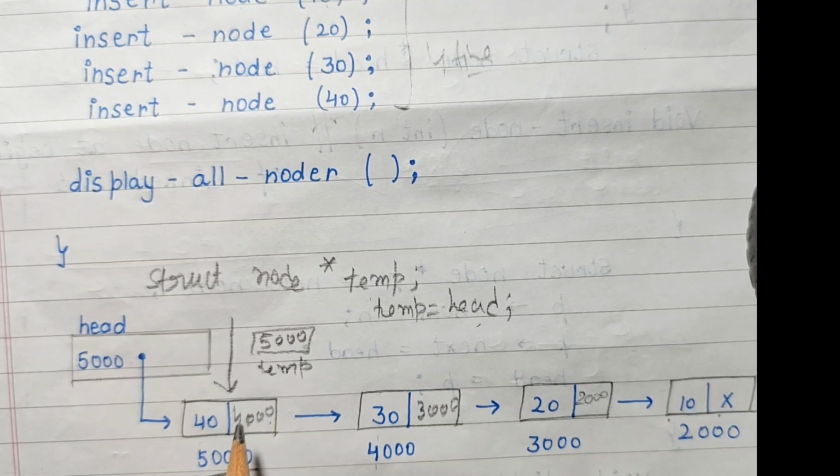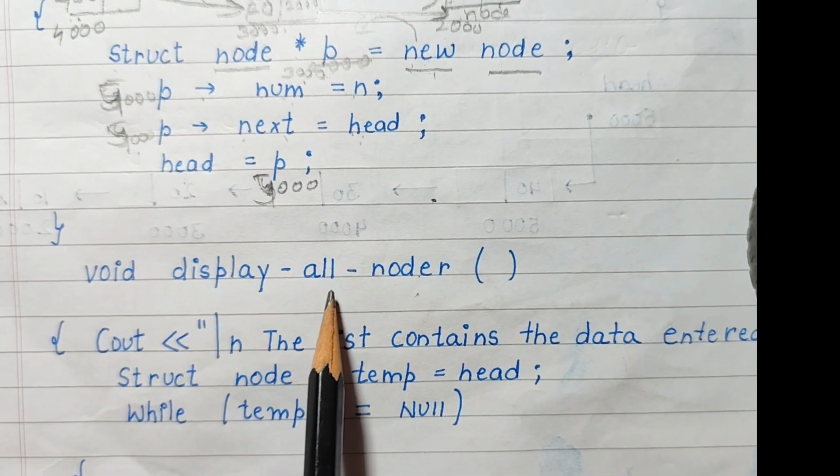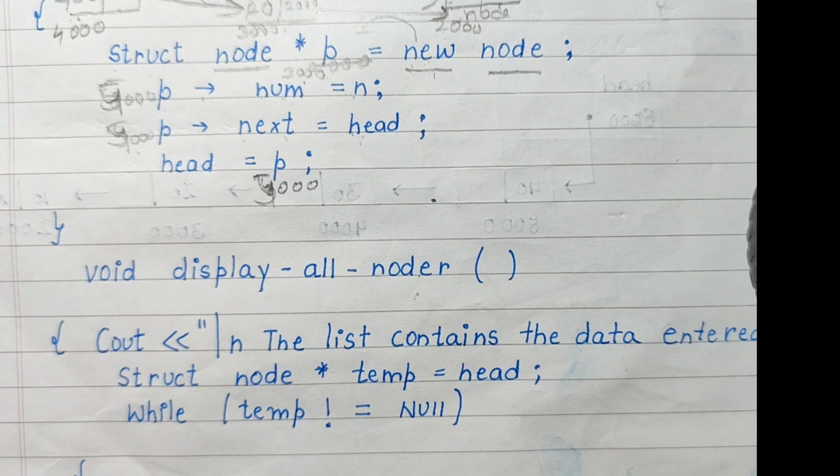Now I discuss the code, how we display the elements of the linked list. For displaying, I create a function named display all node. So this is a function for traversing a linked list. This is just a message: the list contains the data entered. So first I create a temporary pointer. This pointer is of node type pointer because the temporary pointer points to the first node. And temp has a value head, that I wrote previously. Now here I give the condition while temp is not equal to null.